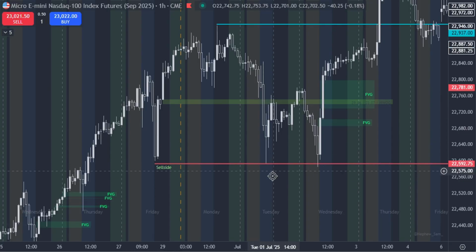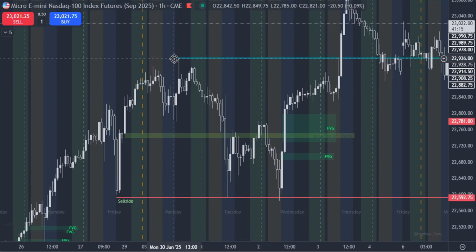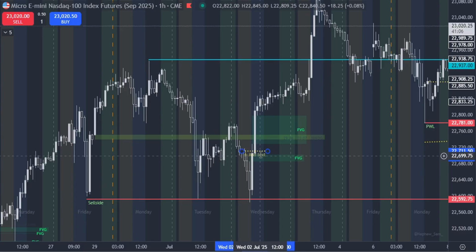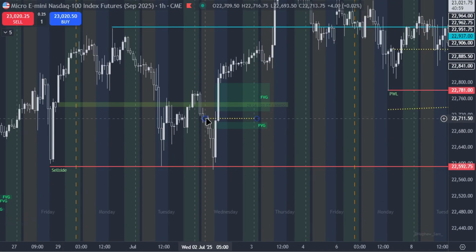We came, we swept Friday's low, and then we're going to target a previous day high, which is Monday. This is buy side. This is CSD right here. We swept sell side. This is CSD. This is all an order block right here.